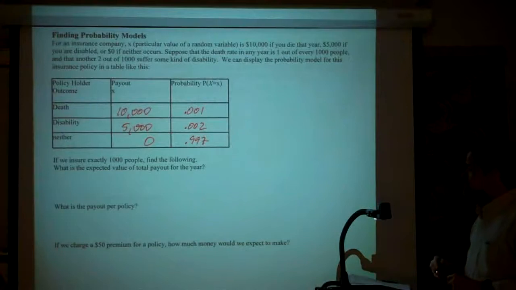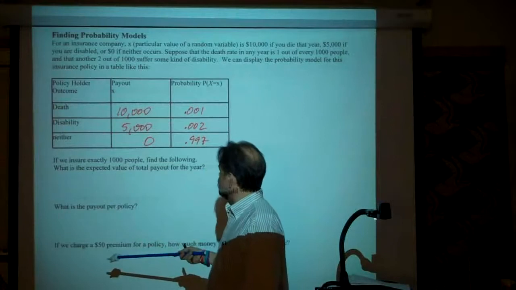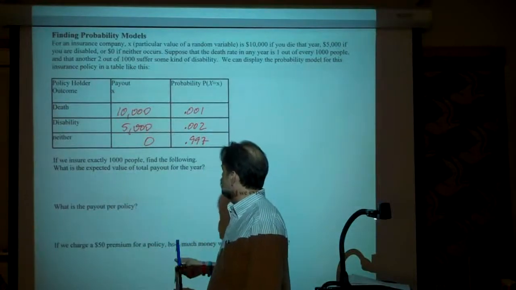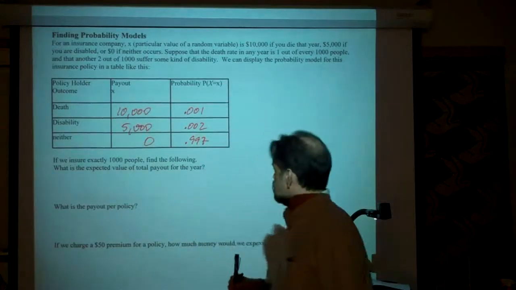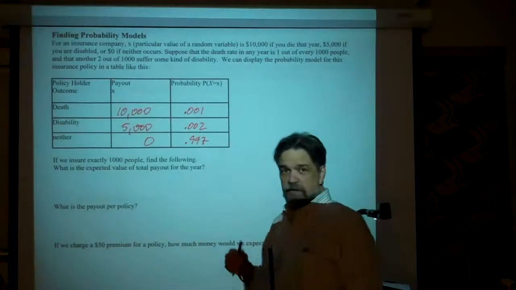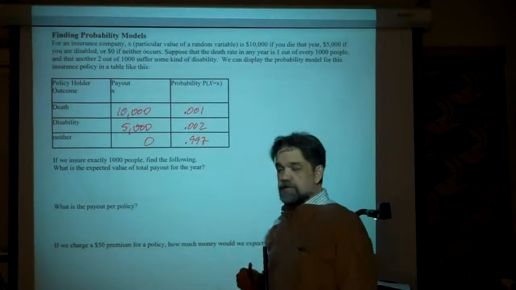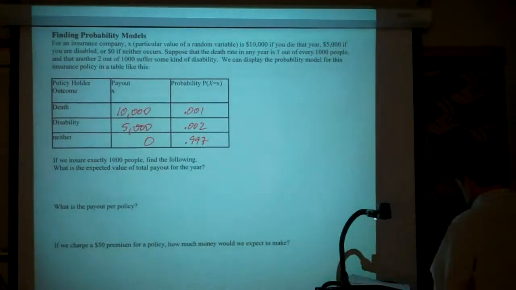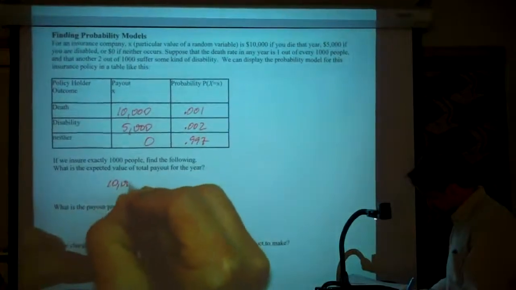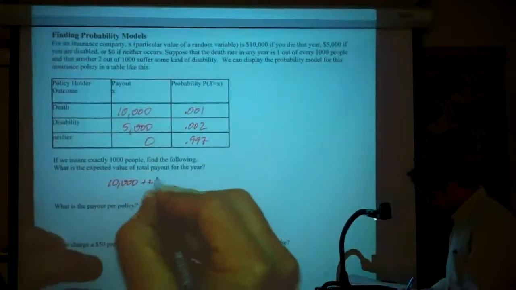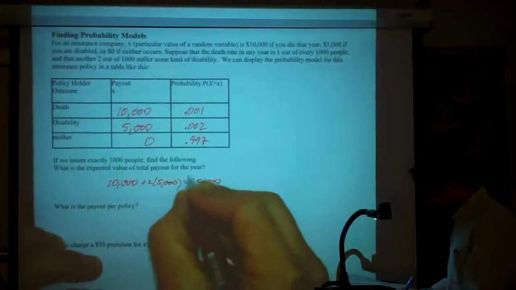So the question is, if we insure exactly 1,000 people, what is the expected value of the total payout for the year? Well, think about it. If we insure 1,000 people, we're going to expect 1 person to die and 2 persons to become disabled from the rates that we were given. So I'd say that my expected payout is going to be $10,000 plus 2 times $5,000, and that's $20,000. Okay?